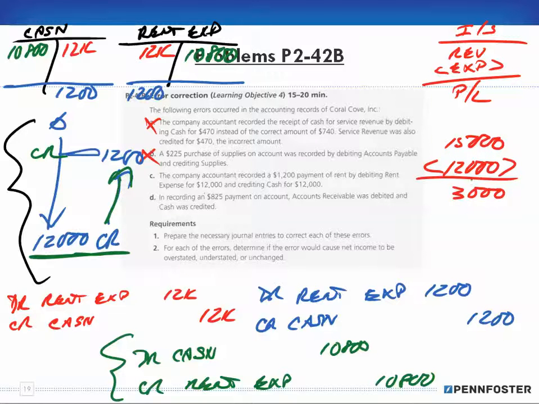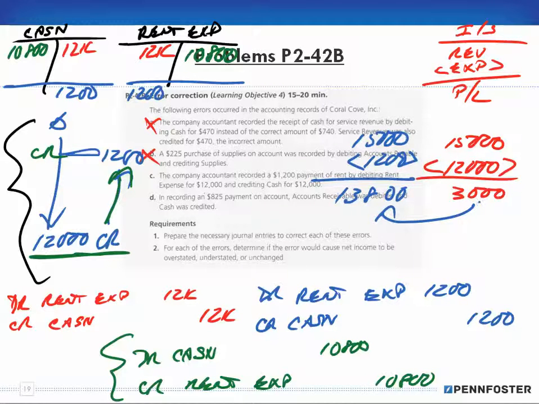But I know that's the wrong amount. So let's plug the numbers back in and say we have 15,000 for our revenue, but it's only supposed to be 1,200 for our expense. So that means I have $13,800 of profit. Is my profit understated or overstated? Well, obviously my profit is understated because I have a lot less than what I actually should have.